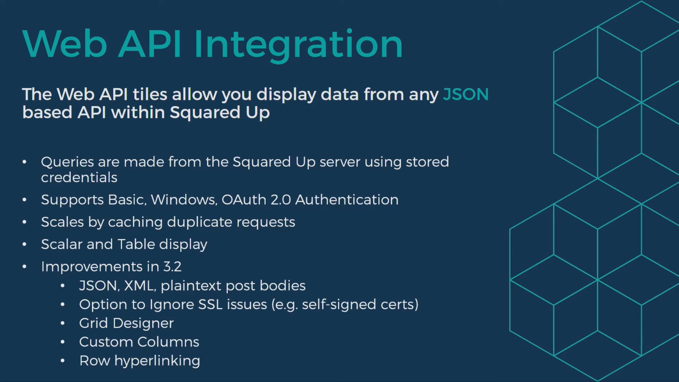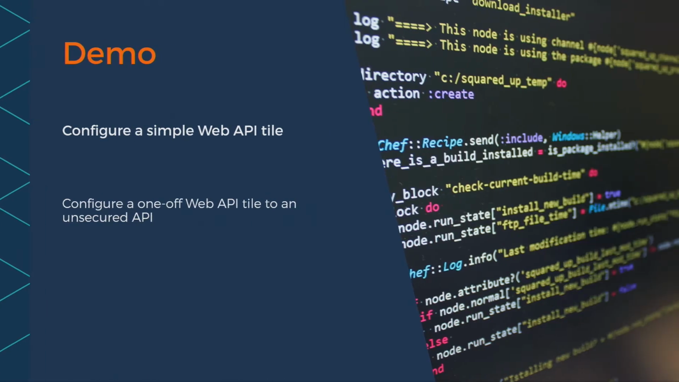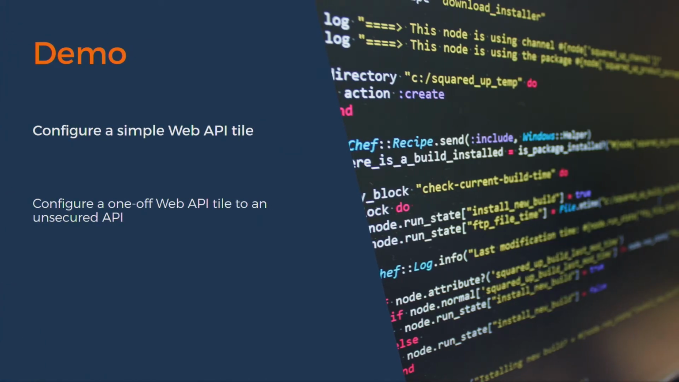Now rather than spending even more time on this slide, let's actually go and do a demo of some of this stuff. So Sam's going to walk us through a very simple demo, which is just configuring the web API tile to talk out to a public API, grab a value and bring it back. So it's a really simple use case to get us going with this. So I'm just going to pass over control now to Sam.